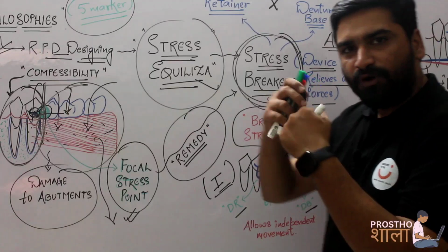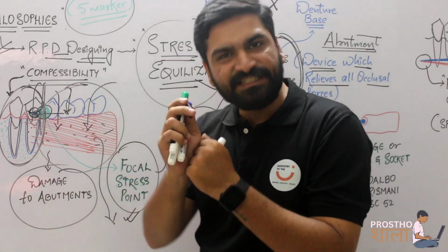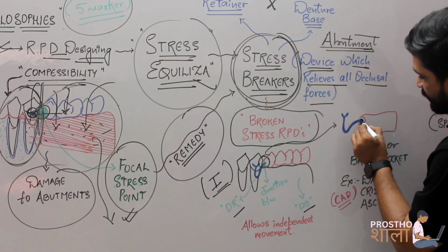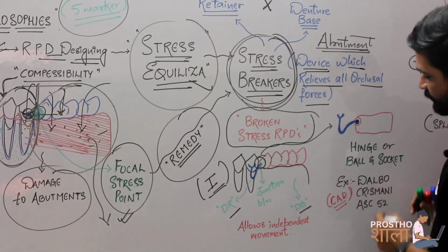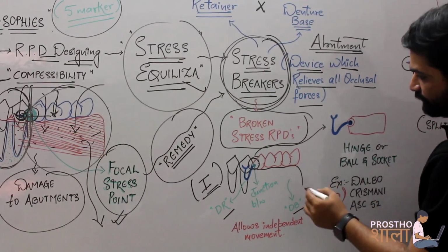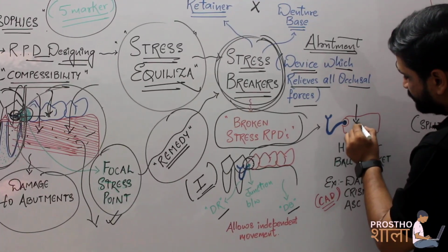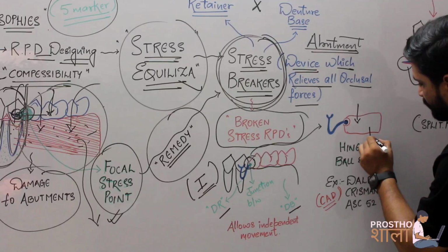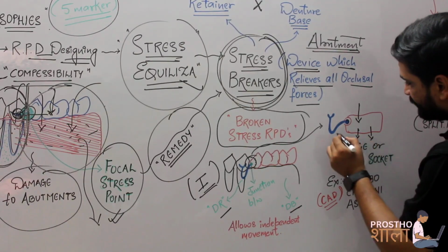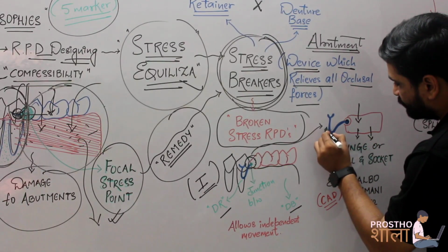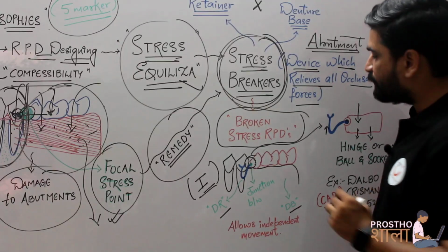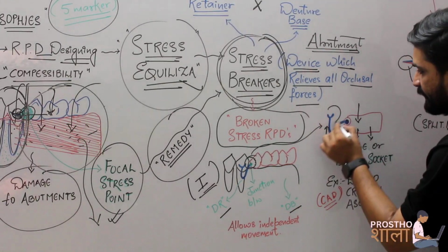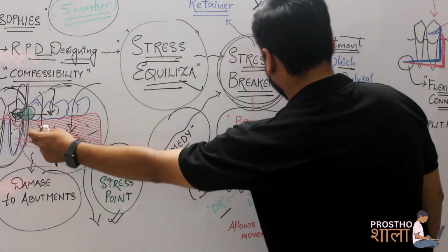If I give a ball and socket joint or a hinge joint over there, right? Ball and socket like this, a ball in the clasp and a socket in the denture. Now what happens is, when the force is directed on the denture base, because it's a ball and socket joint, it is going to compress on its own ability, and the force directed to this direct retainer or the retentive arm or the clasp, whatever you call, will be less compared to what we're acting in this situation.